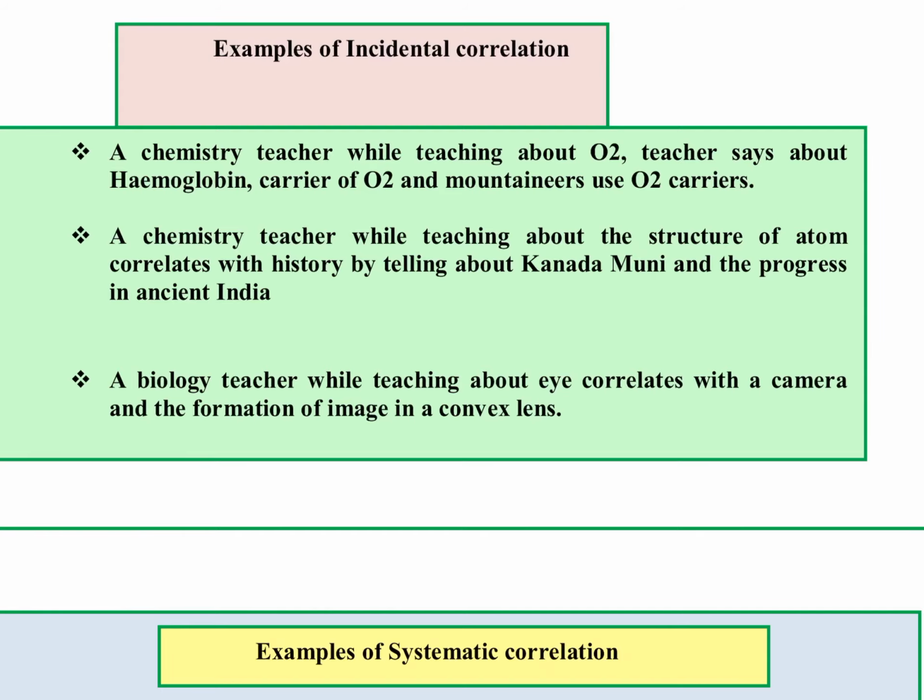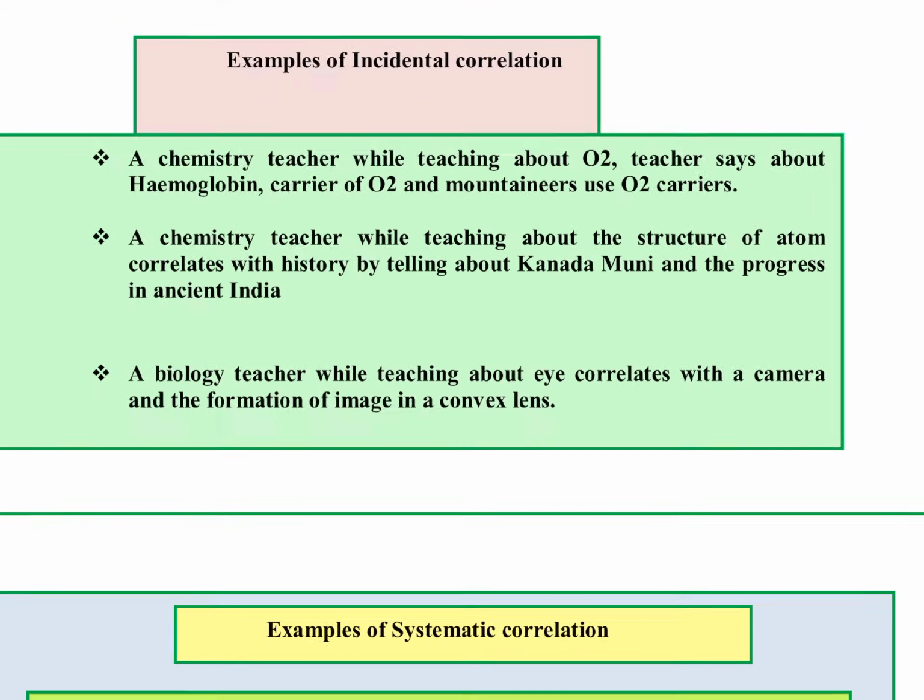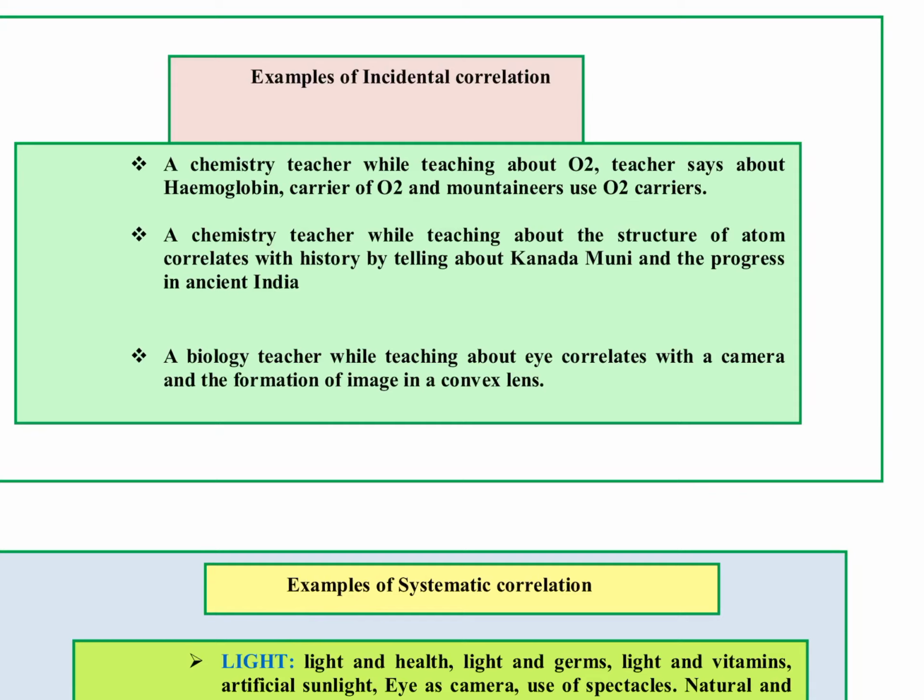So that way, knowledge of biology is correlated with the knowledge of physics. So these are examples of incidental correlation. To give this type of incidental correlation knowledge, the teacher has to be very wise and very spontaneous.